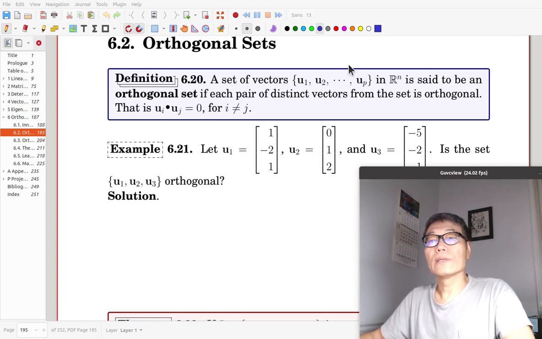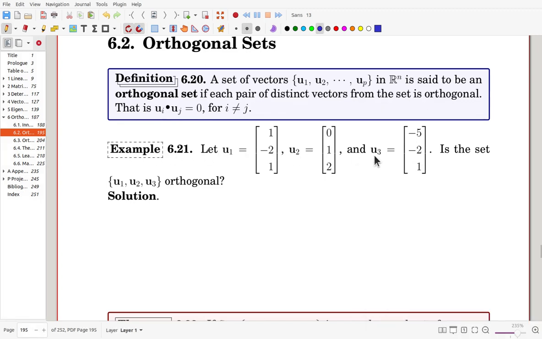In this section, we'll study orthogonal sets. A set of vectors u1 to up in Rn is an orthogonal set if each pair of distinct vectors from the set is orthogonal. See this example.